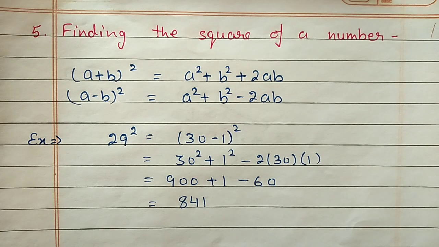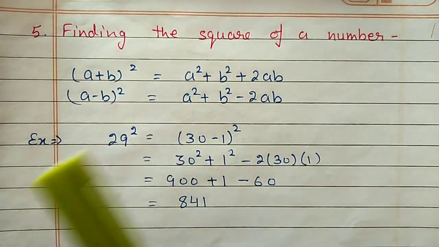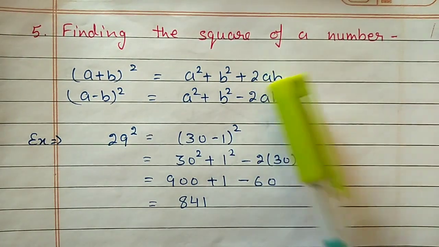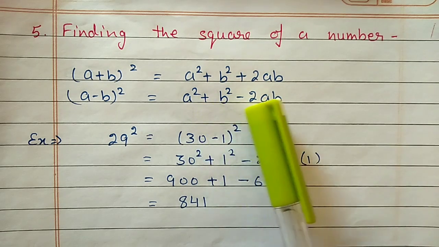Fifth pattern is finding the square of a number with the help of an identity. We have here two identities, a plus b whole square and a minus b whole square. a plus b whole square is equal to a square plus b square plus 2ab, and a minus b whole square is a square plus b square minus 2ab.